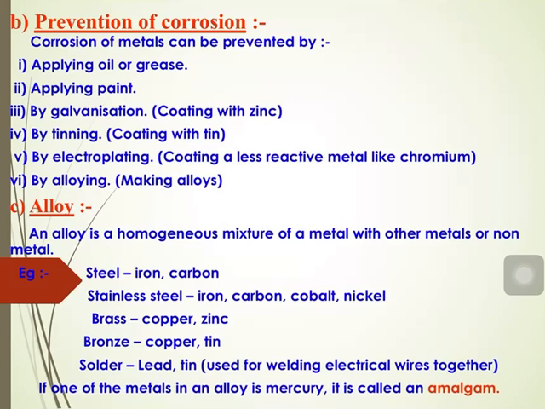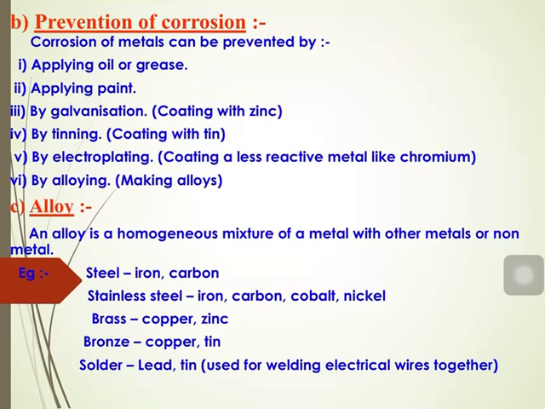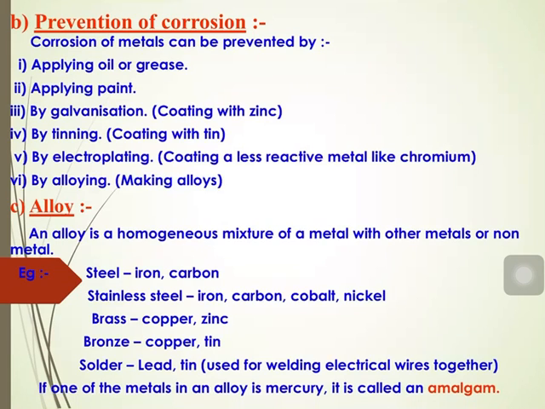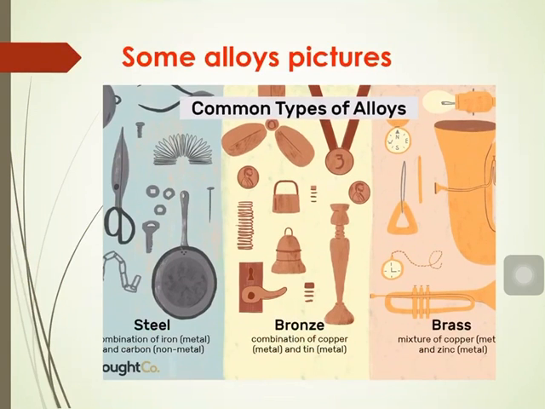So if one of the metals in an alloy is mercury, it is called amalgam. This is very important. If any alloy is made and one of the metals in that alloy is mercury, then that particular alloy will be called amalgam. That means it has mercury. Some pictures of alloys you can see from daily life.